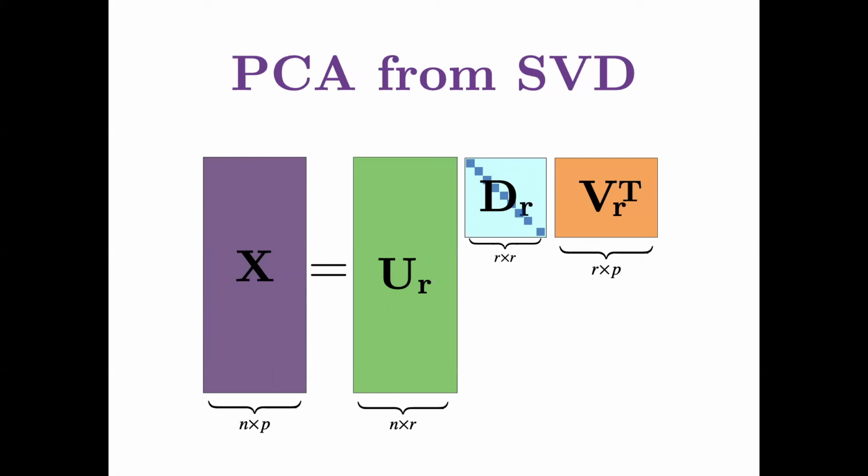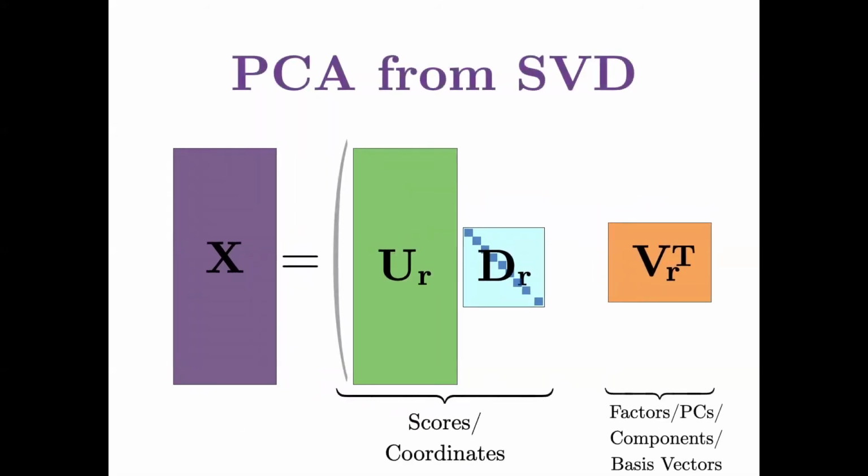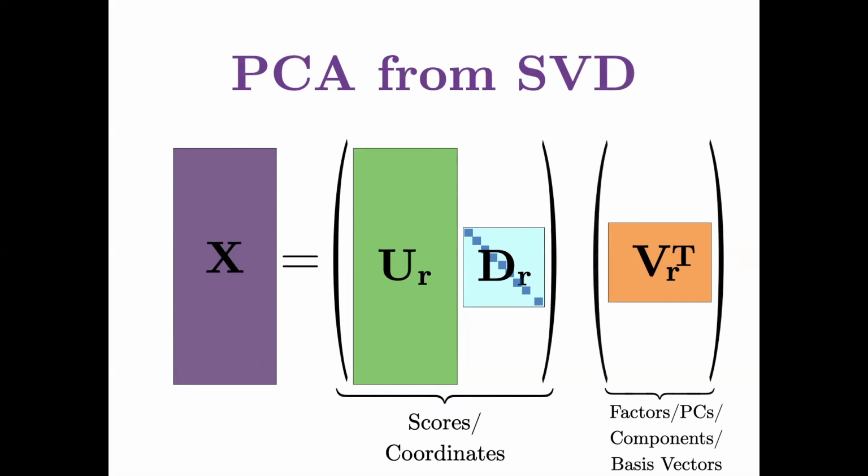So in order to see that, let me just show you how the matrix factorization typically works out. Usually the matrices U and D are multiplied together to form the scores or the coordinates. And the matrix V is the set of basis vectors. So the factors, principal components, components, basis vectors, those are all words for the same thing: the columns of V, or the rows of V transpose.